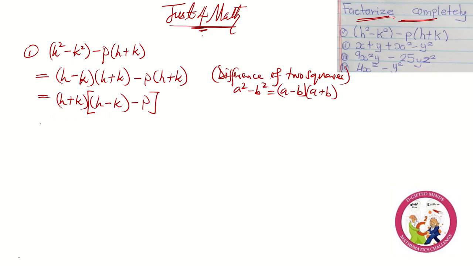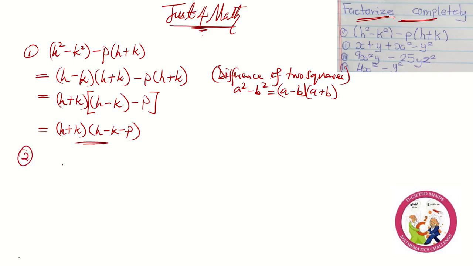Okay, and of course you can leave the answer this way. So the factorized form is h plus k into bracket h minus k minus p. Of course, if you want to open the curved bracket in that square bracket, you have h plus k into bracket h minus k minus p, and that is just fine. So this is the complete factorization of the given expression. I hope this is clear enough.